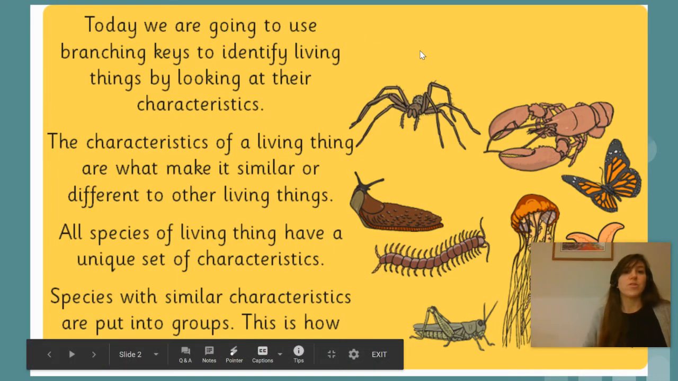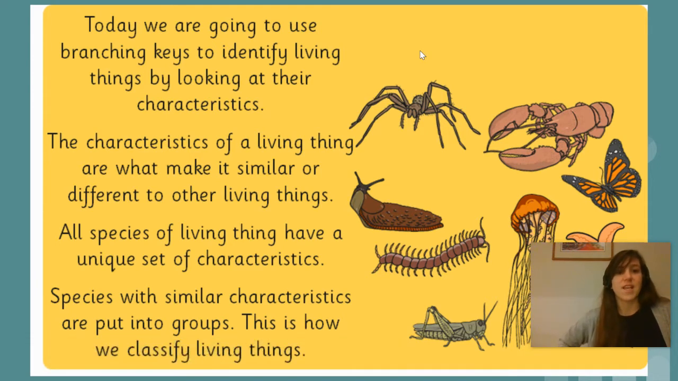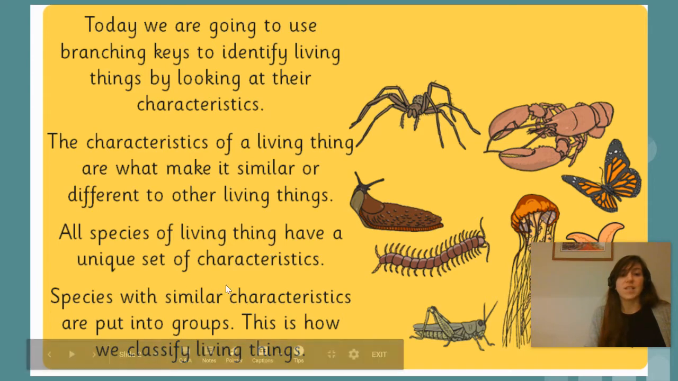So today we're going to use branching keys to identify living things by looking at their characteristics. The characteristics of living things are what make it similar or different to other living things. We talked about that when we even branched out and did plants versus animals. All species of living things have a unique set of characteristics. Species with similar characteristics are put into groups. This is how we classify living things.